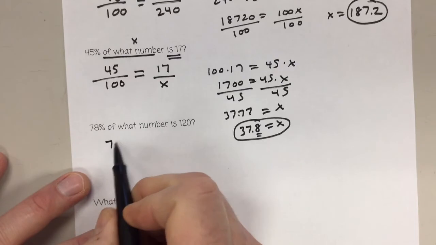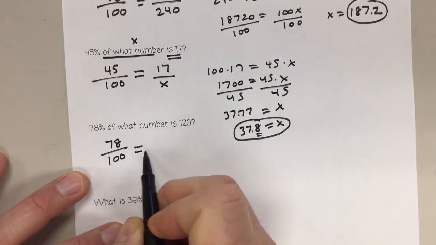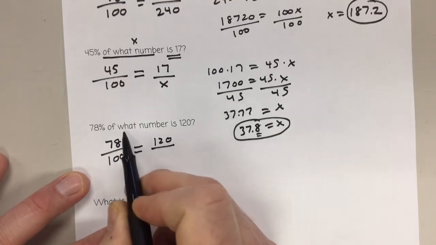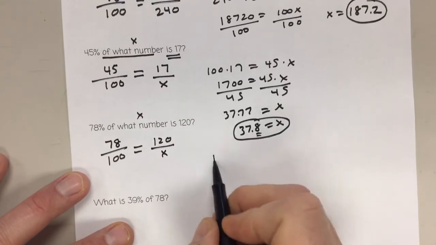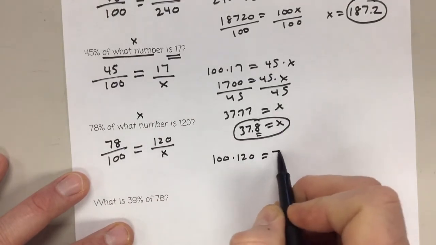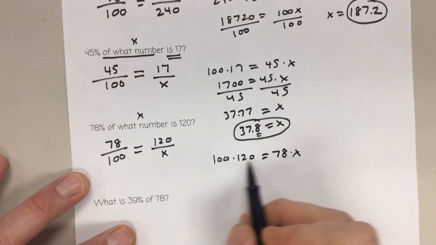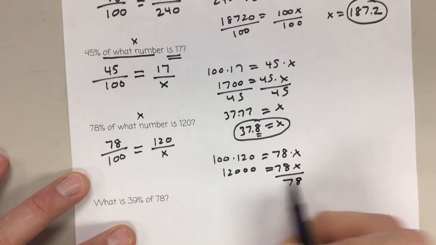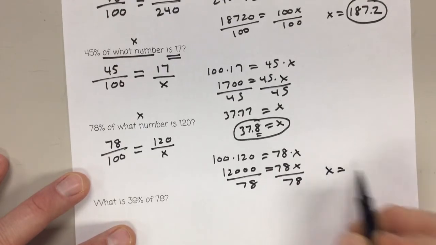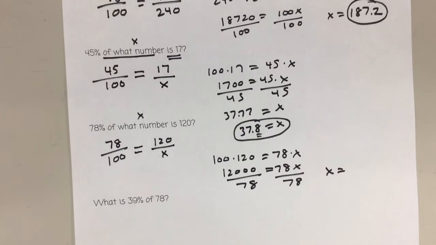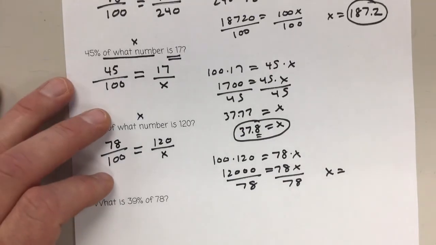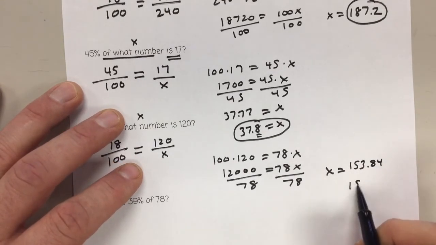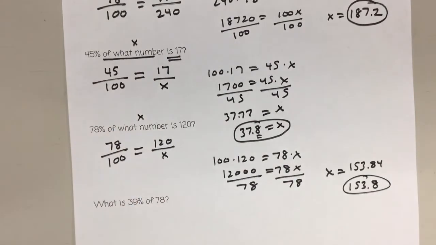Here's another one, 78%. So I write 78 out of 100. And then the "is" is 120. That's the top of the fraction, and the "of" is the x. So it's 100 times 120 equals 78 times x. Multiply these two together. It's 12,000 equals 78x. Divide by 78 on both sides. I get 12,000 divided by 78. That's 153.84. And this rounds to 153.8 for Moodle purposes.